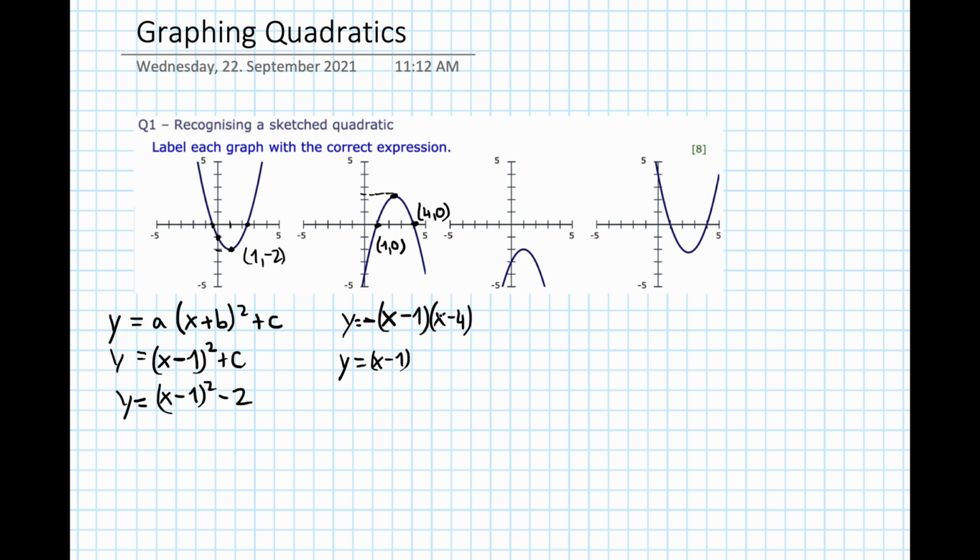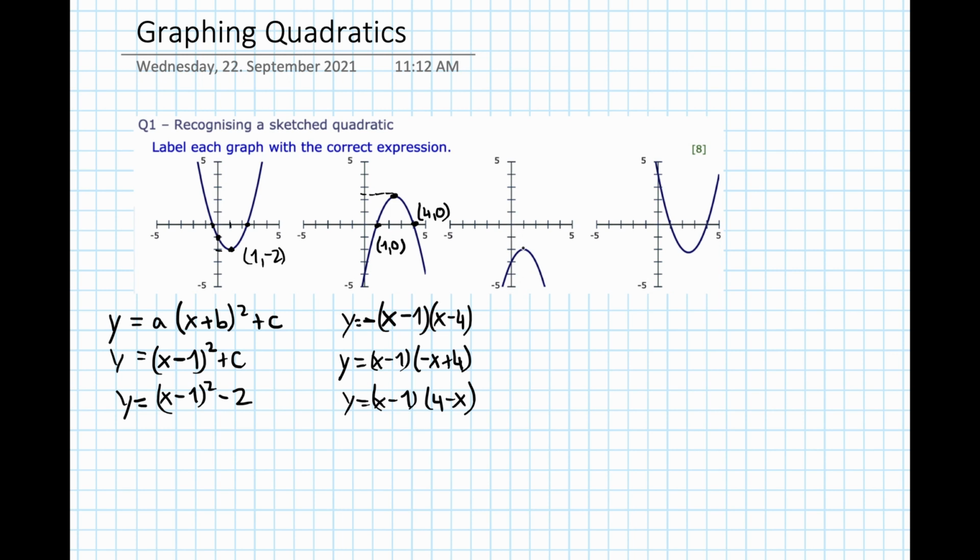So minus times x minus 4 is just minus x plus 4, which you can also rewrite as 4 minus x. So that's our final version for this graph. Now let's look at the next one.